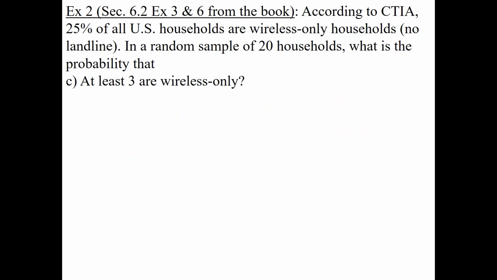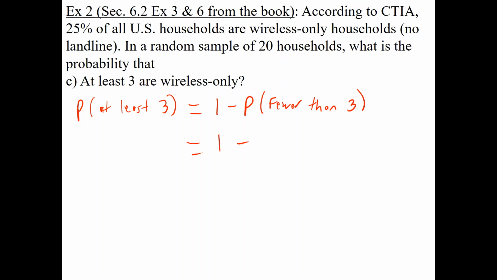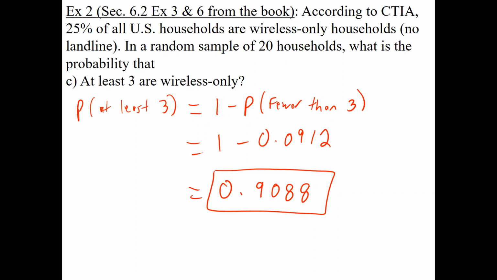So probability at least 3. You're thinking about what the complement is. So it's equal to 1 minus the probability of fewer than 3 of the households are wireless. And again, we did that in part B. So the answer to that was 0.0912. And so if you calculate that, you get 0.9088. So that answer could have been 18 terms, which again, you can try, or we just do that. Okay, let's look at part D.